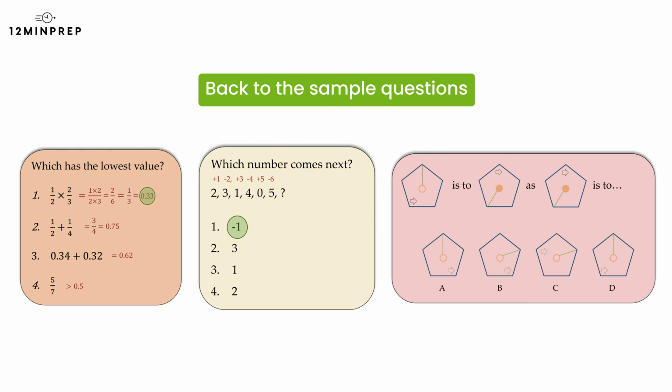Here we have to figure out the relationship of the first pair and then to apply that relationship on the missing pair. The green line can be seen as rotating anti-clockwise, 2 vertices each time. The arrow, on the other hand, can be seen as moving clockwise, 2 vertices at a time. In addition, the circle in the center swaps colors. This leads us to choose answer option B.